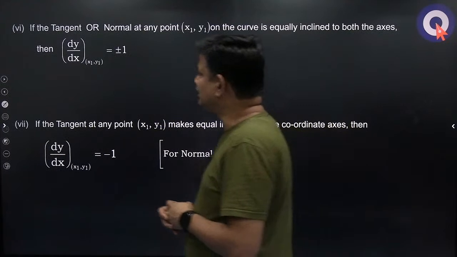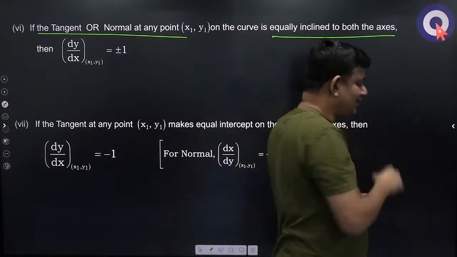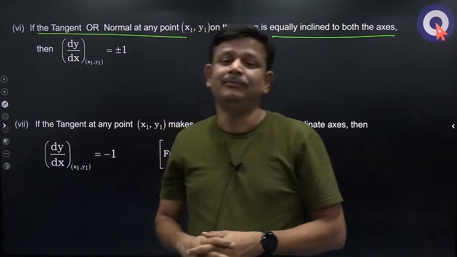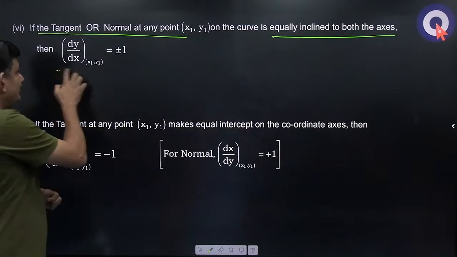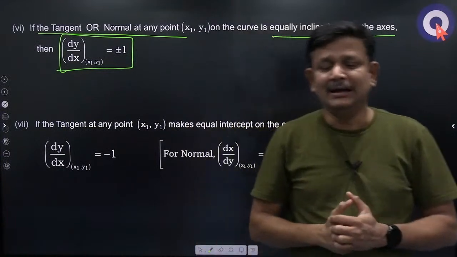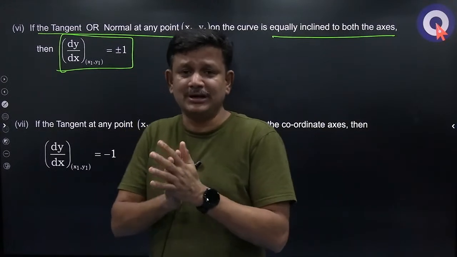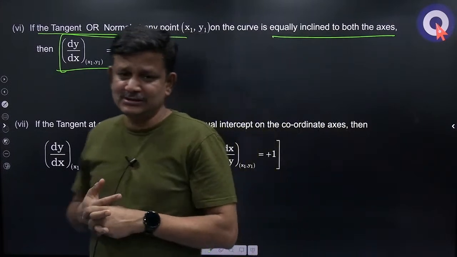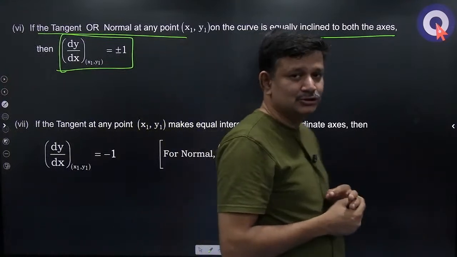Then there will be another term which is regularly used: the tangent or normal is equally inclined to both the axes. If any line is equally inclined to both the axes, what does that mean? The slope of that line will be either plus 1 or minus 1. This is a phrase also used in coordinate geometry: the line is equally inclined to both the coordinate axes. The slope of that line is either plus 1 or minus 1.